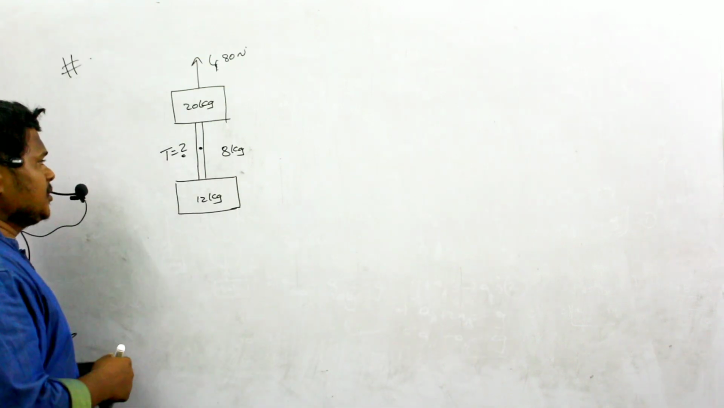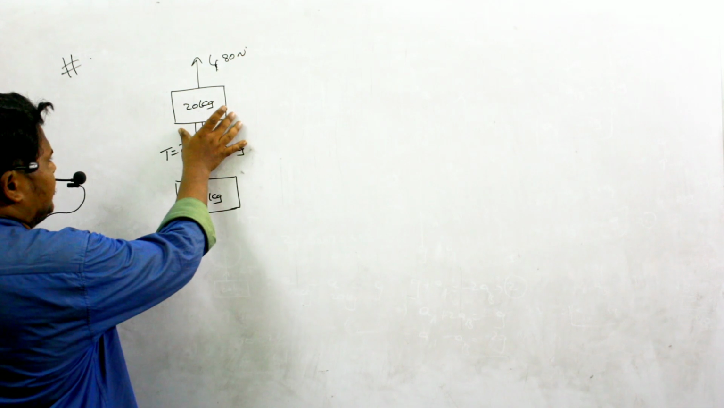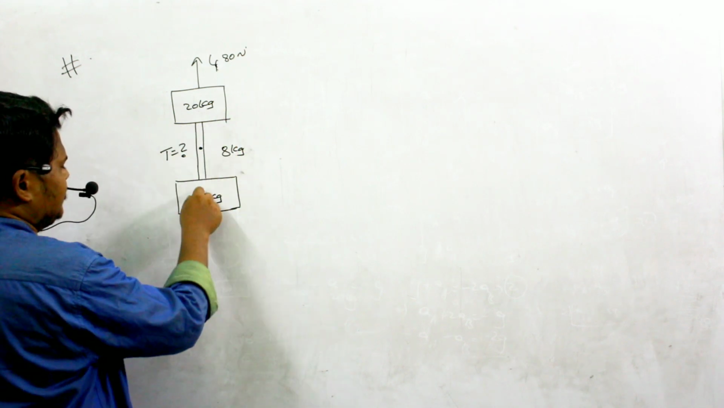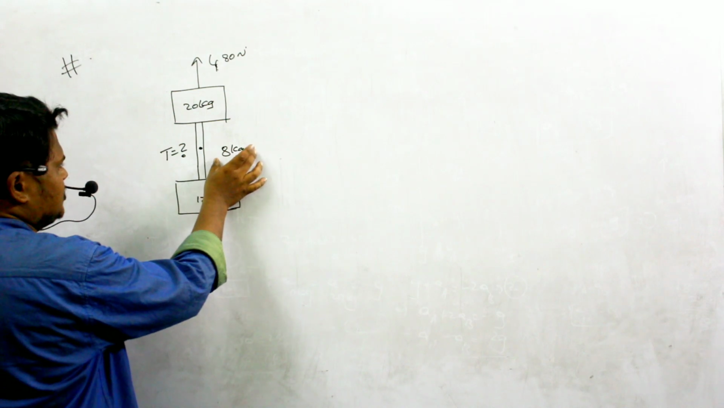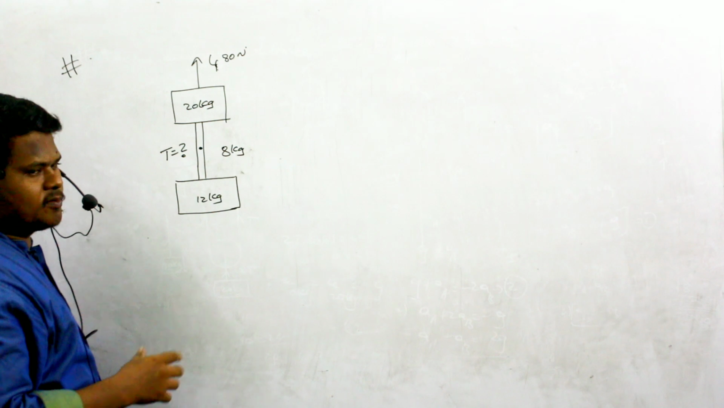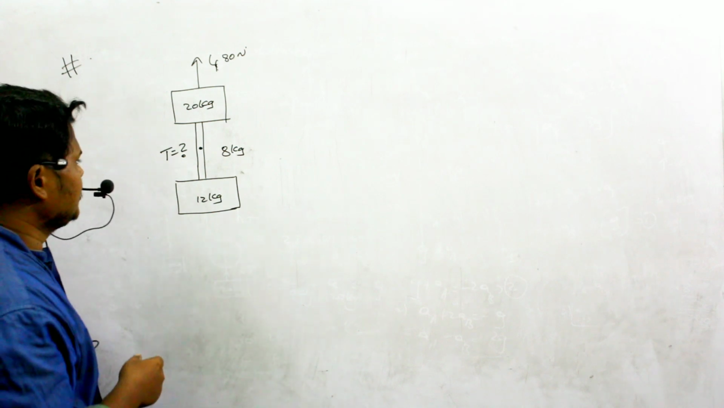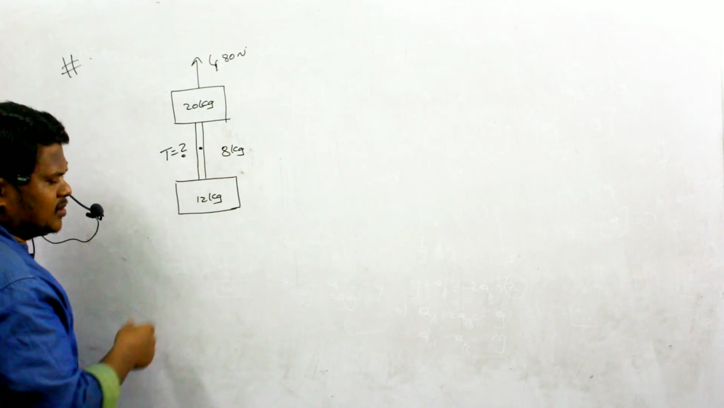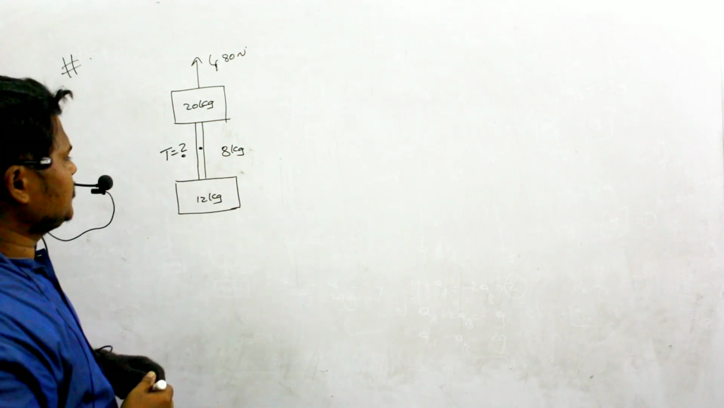Let us see this problem. So this is a 20 kg block and a 12 kg block, which are attached by a uniform rod whose mass is equal to 8 kg. And on this total system, we are applying a force of 480 Newton. Then I want to calculate what is the tension developed at the center of this rod. This we are supposed to find out.